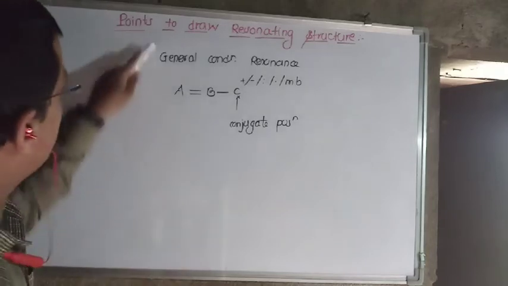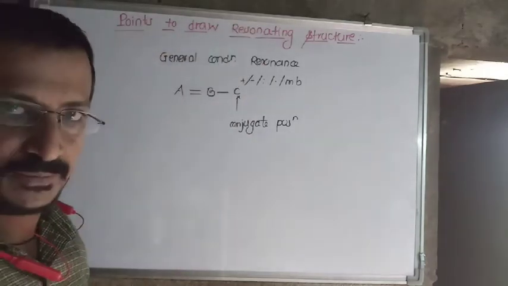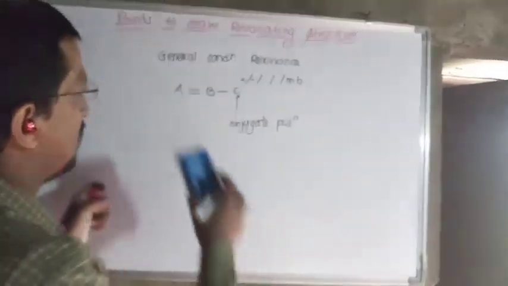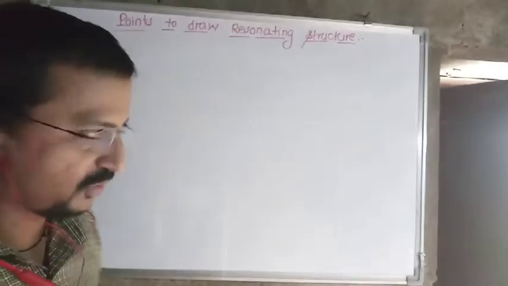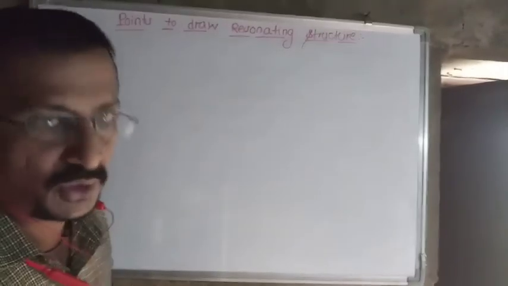Now today we are going to see the points to draw resonating structure. The knowledge of correctly drawing the resonating structure helps to identify the electron density in the molecules, and once the electron density is exactly pointed out, it is useful to identify the final product of the molecule in that particular reaction. So it is very important to consider the points to draw resonating structures, isn't it?